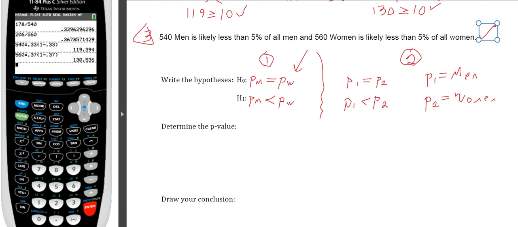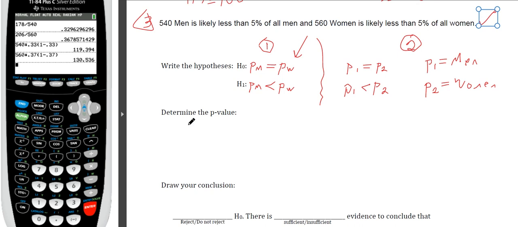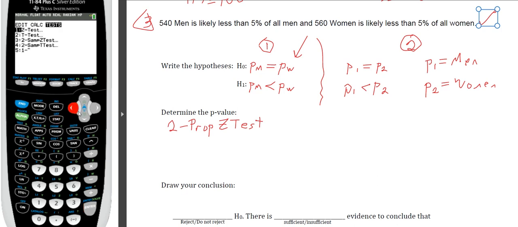Now that we have those in, we can determine the p-value. To do so, what we're going to do is work with, again, 2-prop z-test. 2-prop because we're doing two proportions, z because the test statistic is based on the z-score, and test because we're doing a hypothesis test. That is going to be located in the same place as our hypothesis testing was before, so STAT, then TESTS, and what we want is 2-PropZTest, so we want number 6 right there.